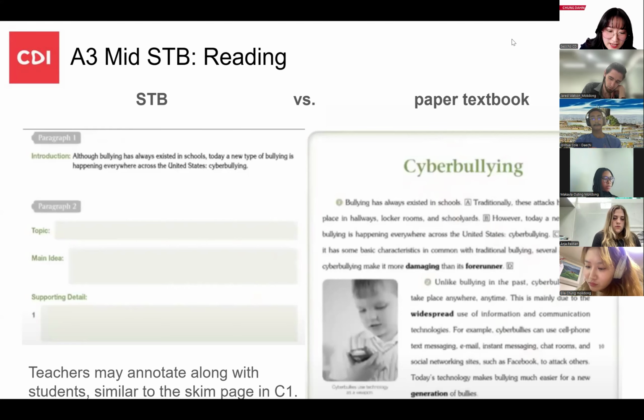So you can annotate along with the students, similarly to the skim page in C1 for the mid levels. The smart textbook basically just organizes the information for you in this chart, but it's the same as far as I'm aware.